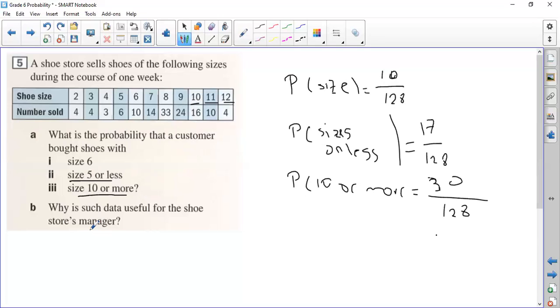Why is such data useful for a shoe store manager? Okay, so this one is an important question. Why is it important for the store manager? So the store manager doesn't need to take the same number of each shoe size. He must take the number which is sold most. So if shoe size 8 is sold 33 times, it means he must take more shoes with size 8. Then he will go with sizes 9, 10, 11, 12, and he must take fewer shoes with size 2. So he can make an economical decision about these. That's why he needs to register the following data.